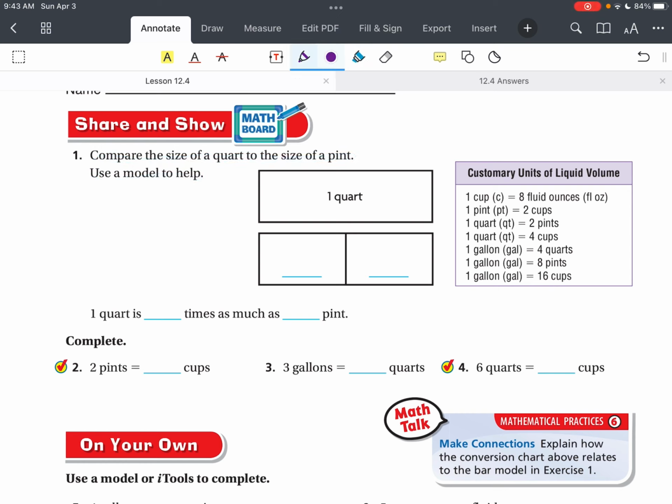All right, so they've drawn the model. This is a tape diagram. That's 1 quart. And then we see over here, 1 quart equals 2 pints. So since this is 2, this would be 1 pint here and 1 pint here to make 2 pints that equals 1 quart. So that means that 1 quart is 2 times as much as 1 pint.